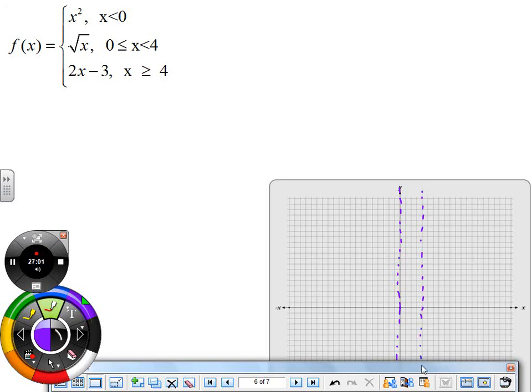So when x is smaller than 0, I have x squared. In between 0 and 4, I have the square root of x. And then when x is bigger than 4, I have 2x minus 3. Okay, so over here.